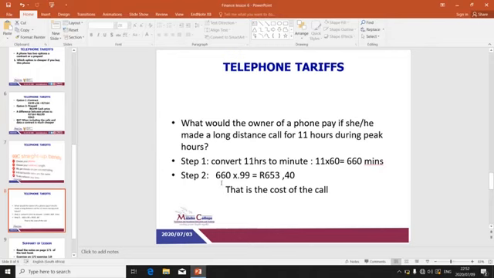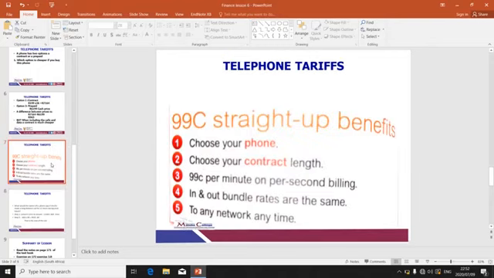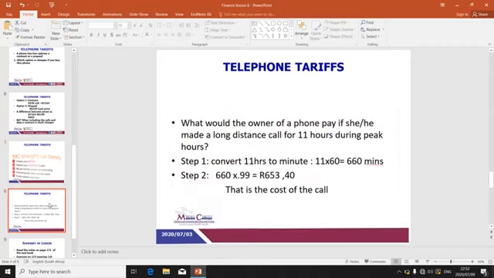Step number two, they've said per minute is 99 cents. For these 660 minutes that you have calculated, you multiply by 0.99, because 99 cents is 0.99, which is equal to 653 rand 40. That is the cost of the call, which has taken 11 hours.